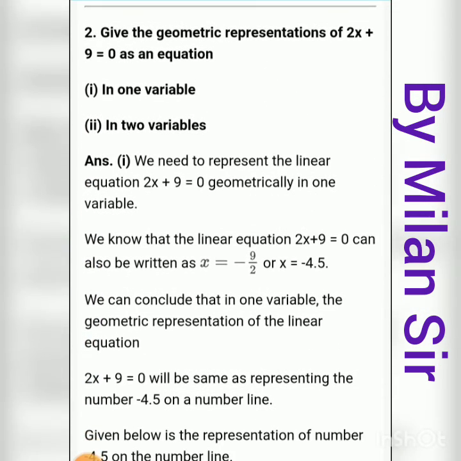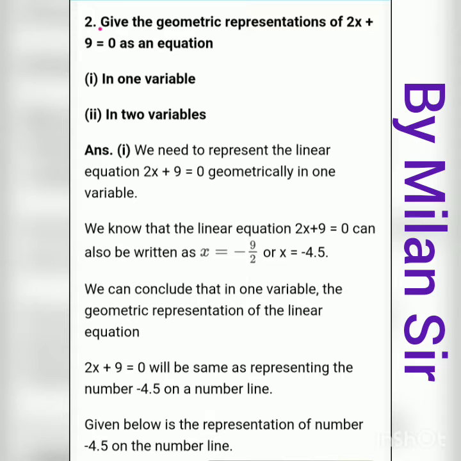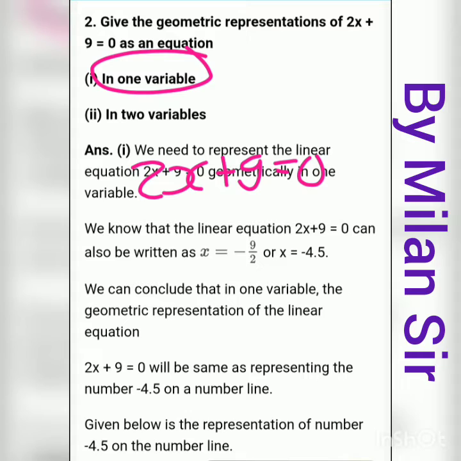Now the second question: give the geometric representations of 2x + 9 = 0 as an equation. Here it is given 2x + 9 = 0 in one variable. First of all, in one variable, we can find the value of x. Just transfer this 9 to the right hand side. So 2x =, now if we transfer this +9 to the right hand side, it becomes -9.